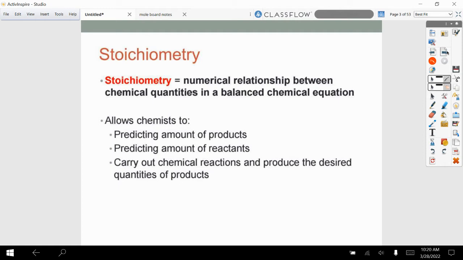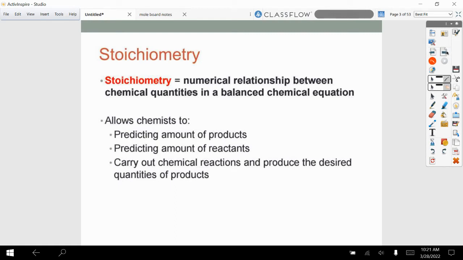So stoichiometry, aside from being a fun word, is just representing the numerical relationship between chemical quantities in a balanced chemical equation. This allows scientists to predict the amount of product that should be formed or the amount of reactant that would be needed. And it allows them to then carry out the reaction to produce as much as they want. It also allows us to look at how efficient a reaction is and how much yield we're getting. With all of that, we're able to do a lot of functional and product-related things in chemistry.